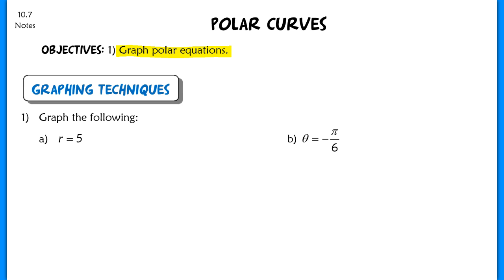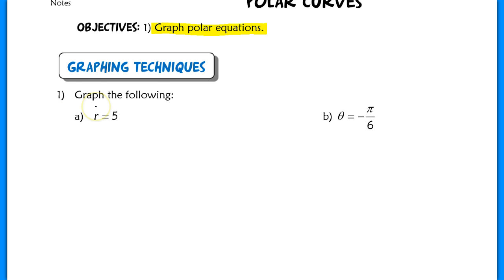Alright, so let's begin first with graphing two very basic polar equations. We have r equals 5 and theta equals negative pi over 6. So really we're looking at r equaling a constant and theta equaling a constant as well. You might not be as comfortable calling that a constant because usually we plug in theta values, but this is just a real number. Negative pi over 6 is a real number, so we are dealing with theta equaling a constant.